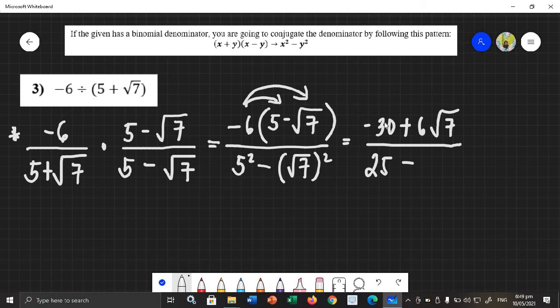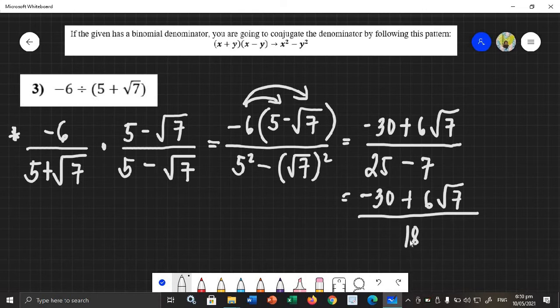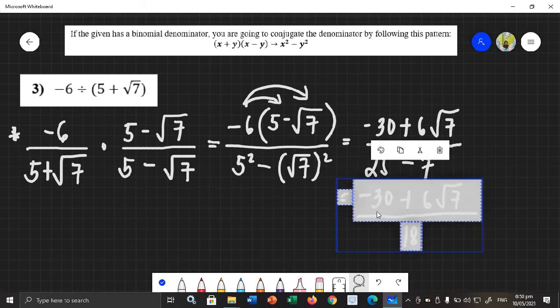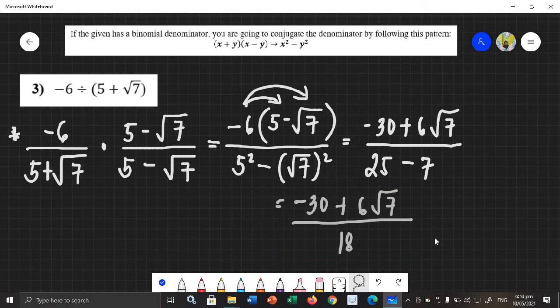That is equal to square root of 49, and square root of 49 is equal to 7. So here, as you can see, pwede pa natin i-simplify yung denominator. So we have negative 30 plus 6 square root of 7, and 25 minus 7, that is equal to 18. And observing the constants as well as the numerical coefficient here in our current answer, kung napapansin nyo, we have negative 30, 6, and 18. Technically, si 30, si 6, and si 18, they are divisible by a number. So, meron silang common factor na pwede pa nating i-divide for us to simplify them.